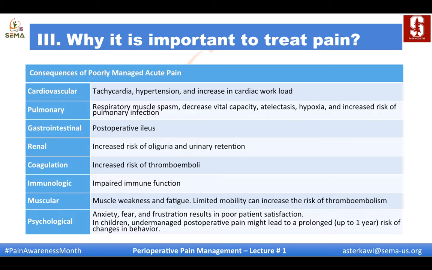So when we look system by system, poor pain management can cause tachycardia, hypertension, increased cardiac workload, and subsequently myocardial ischemia and infarction. Respiratory: if you have pain, you cannot take a deep breath, you cannot cough up, you may develop atelectasis, hypoxia, and even pneumonia. GI: it's well known to slow down bowel movement. Renal: it increases the risk of urinary retention. Coagulation: it increases the risk of thromboembolism, and it even impairs immune function.